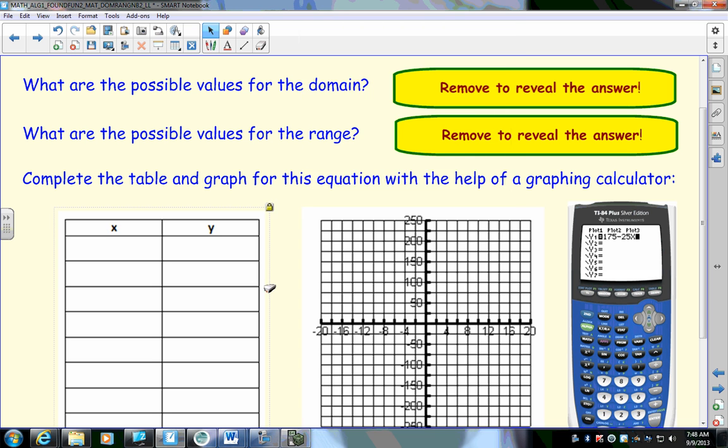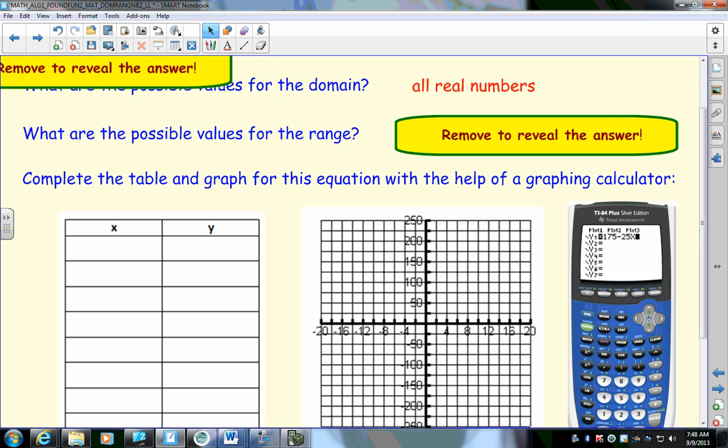Think of Buzz Lightyear, right? To infinity and beyond, right? Yeah, it's like that sideways 8 looking thing. Okay, so to reveal your answer, come on.